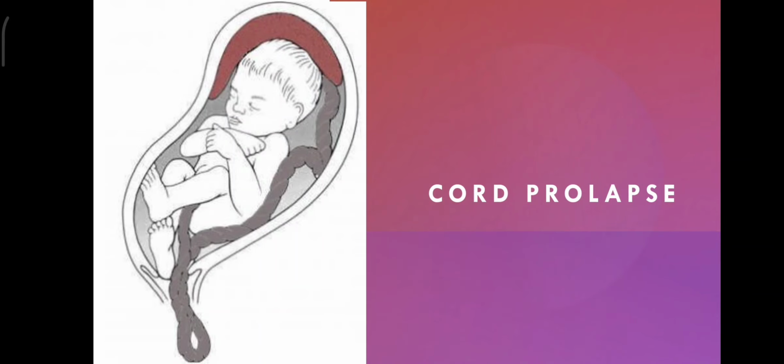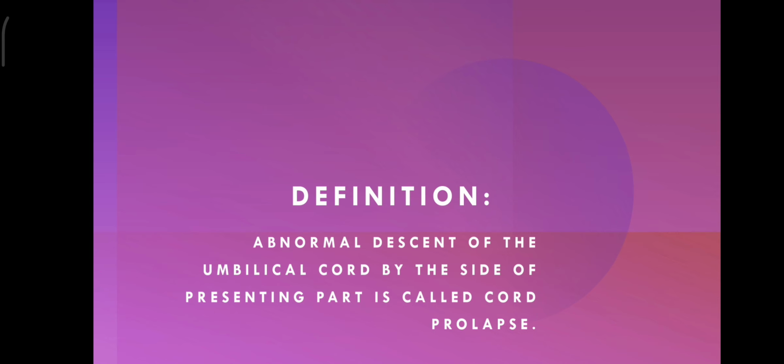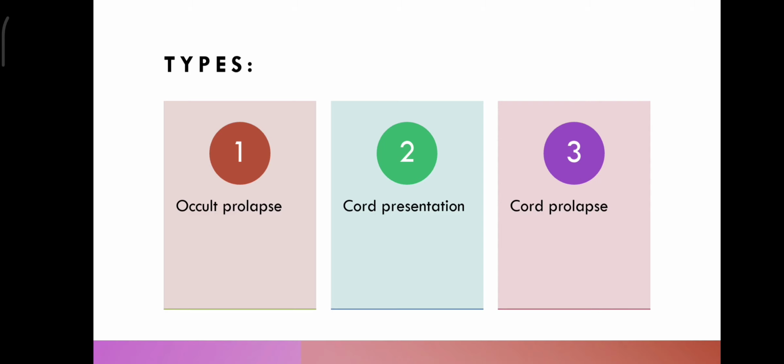In this video, we will learn about cord prolapse. What is cord prolapse? Abnormal descent of the umbilical cord by the side of the presenting part is called cord prolapse. What are the types of cord prolapse? The first one is occult prolapse, the second is cord presentation, and the third one is cord prolapse.